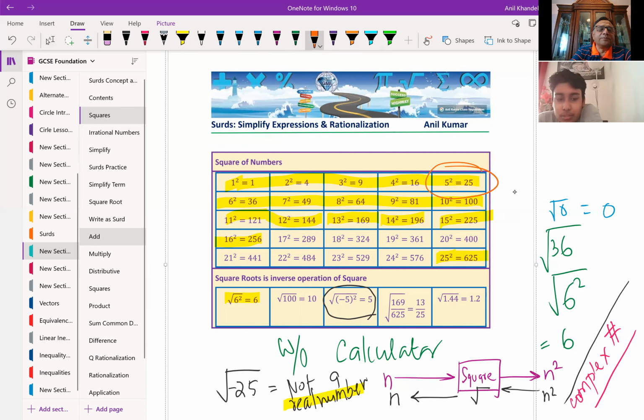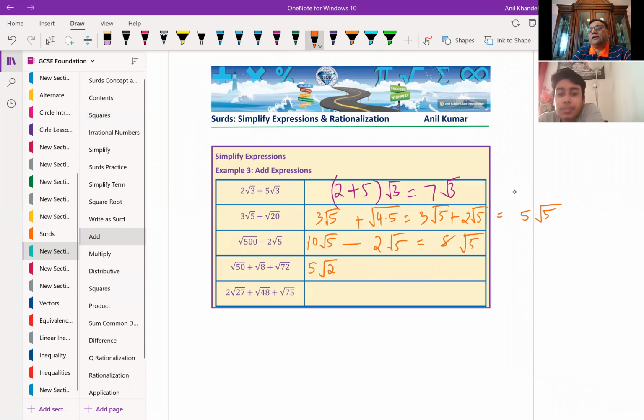So that's the whole idea. 50 is 25 times 2. 25 is 5 squared, so I could write it as 5 square root 2, right? 8 is 4 times 2, so I could write it as 2 square root 2, and then plus square root of 72, which is 6 square root 2, since 36 times 2, and 36 is 6 squared. So 5 plus 2 plus 6 gives 13 square root 2. You get the idea, right? That is how you have to do them all. Is that clear to you?